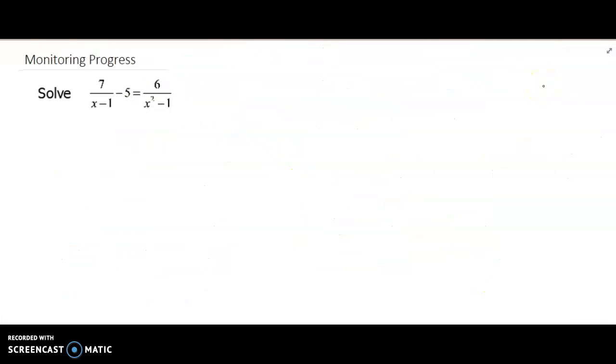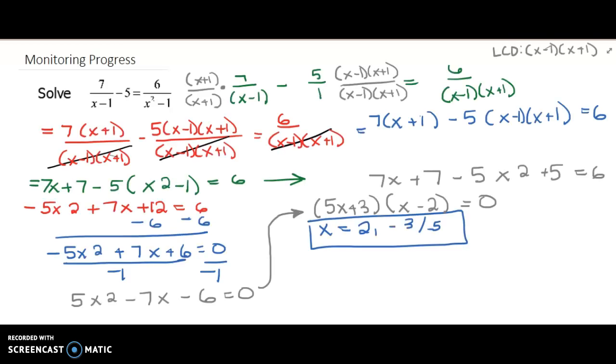I highly encourage you to try to work this one out on your own. Go ahead, pause this, work it out, and then I will show you what I got. This is what you should have gotten after you did all the work, and there is a lot of work, I get it. You should have gotten x equals 2 and x equals negative 3/5.